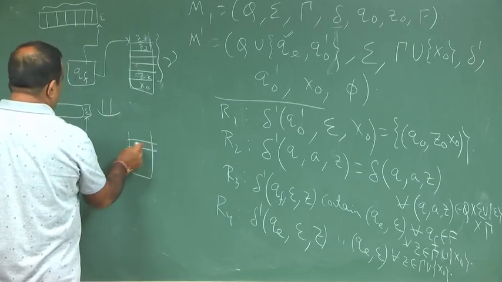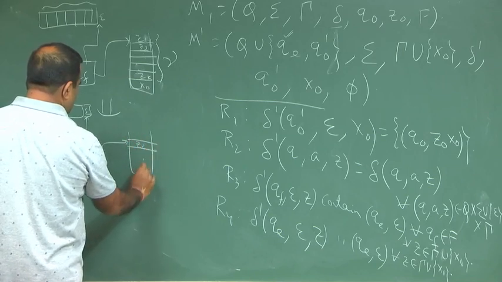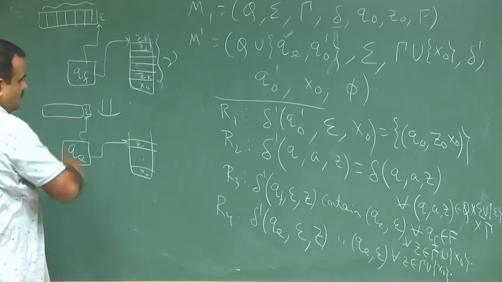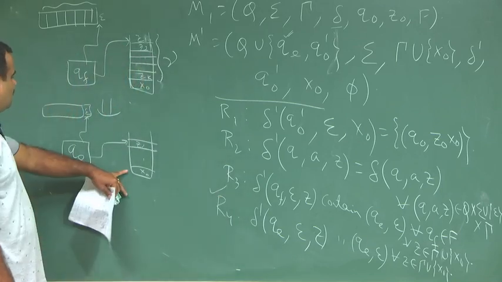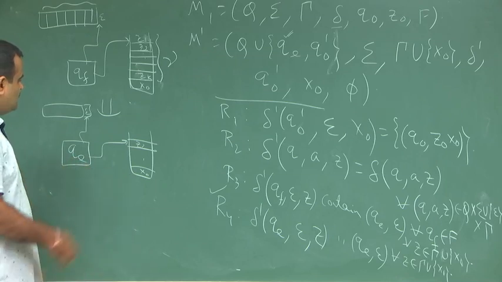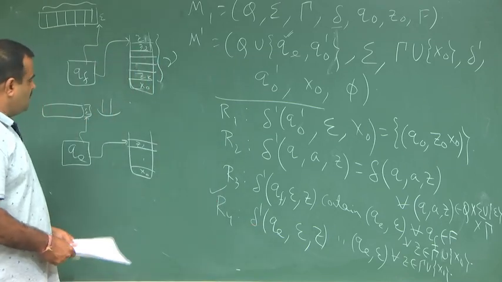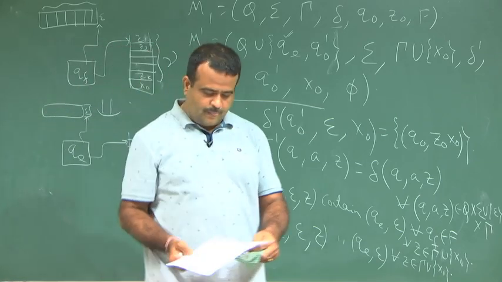And now this z 1 we have erased. So now z 2 like this x 0. So we will keep on doing this using this rule 4 until it gets empty. So this is the erasing process. This Q e we are using for erasing the stack symbols. Okay, so this is the idea.